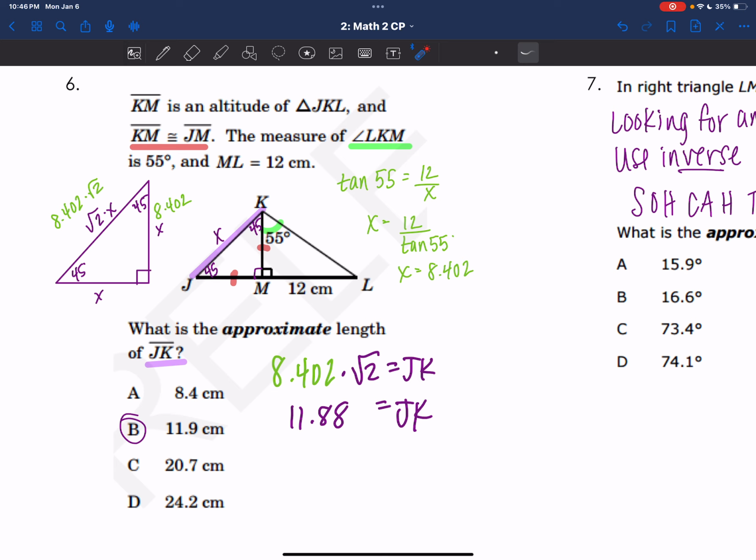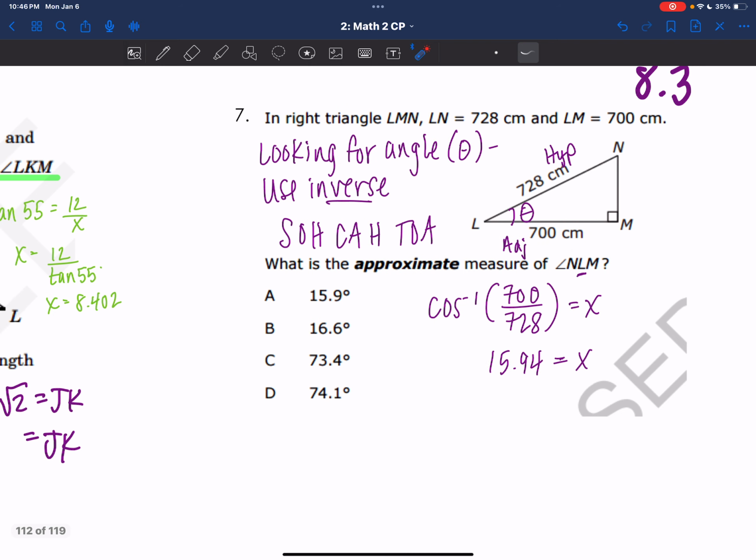So again, you could use special triangles here. And then once you got that, then you can go ahead, or you could do this. So either way works. Just make sure you're finding JK.